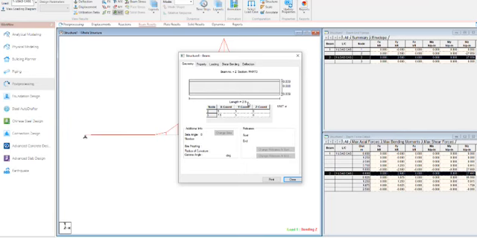So 2.5 into 1, the total load is 2.5. That is acting at 2.5 divided by 2, right? 2.5 into 2.5 meter divided by 2. So it's 3.125. All right.